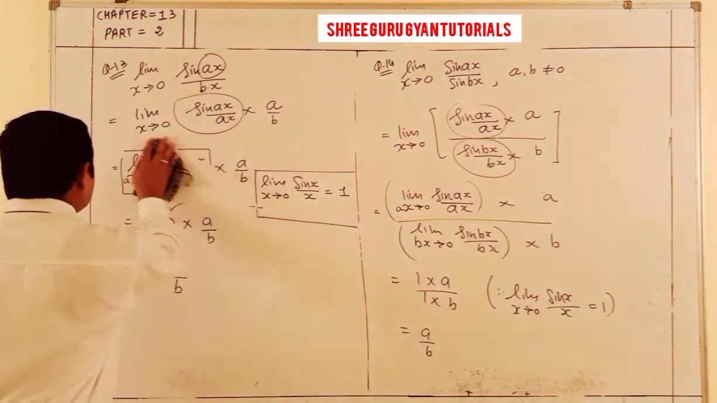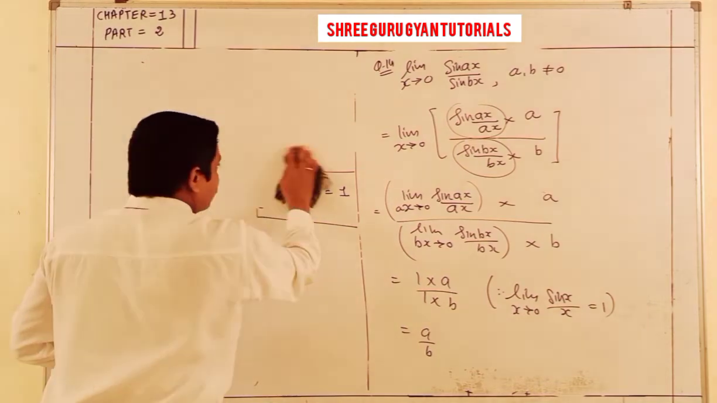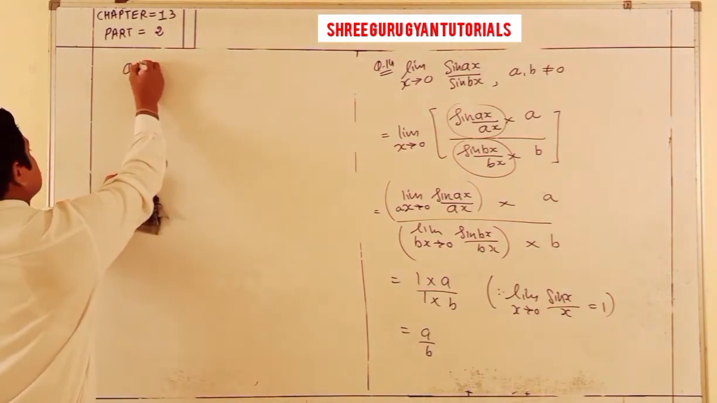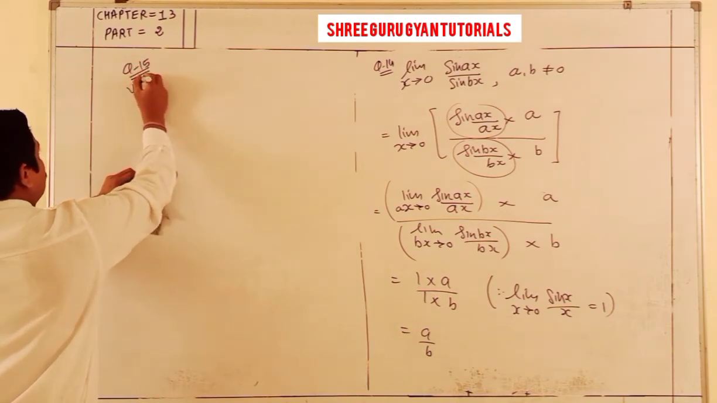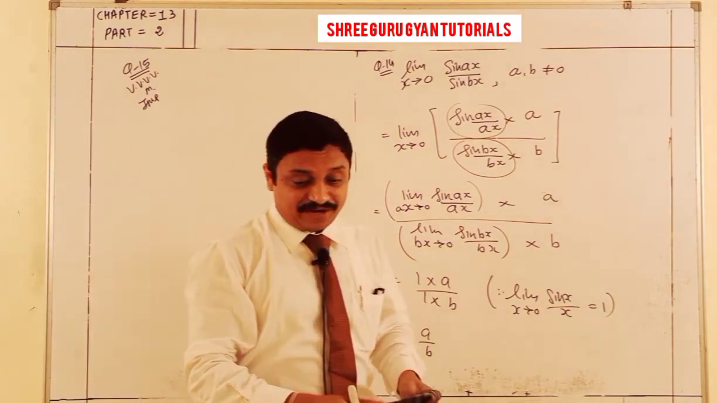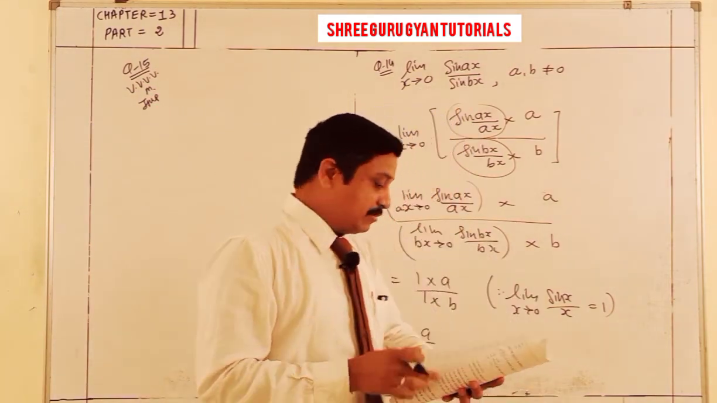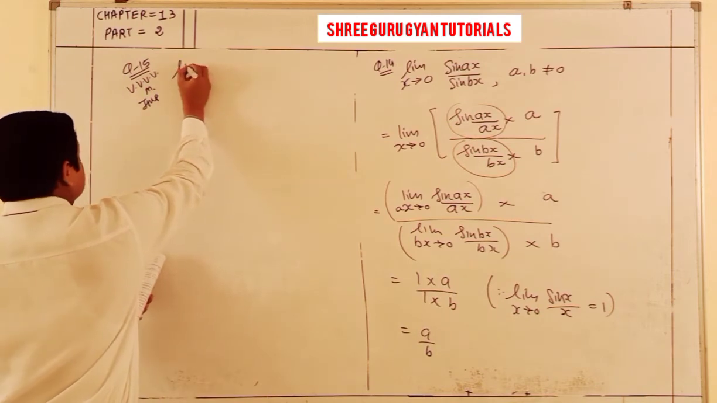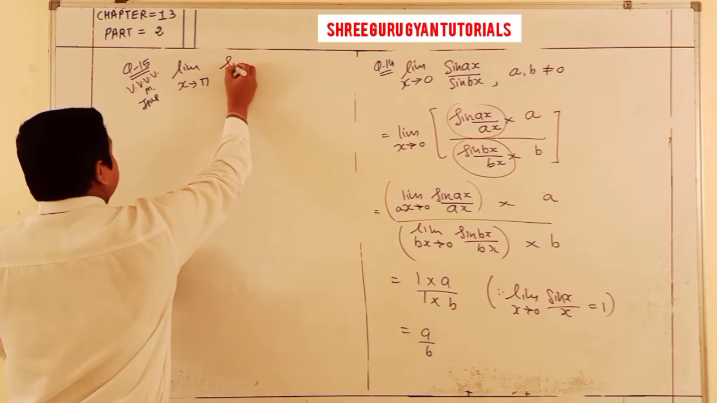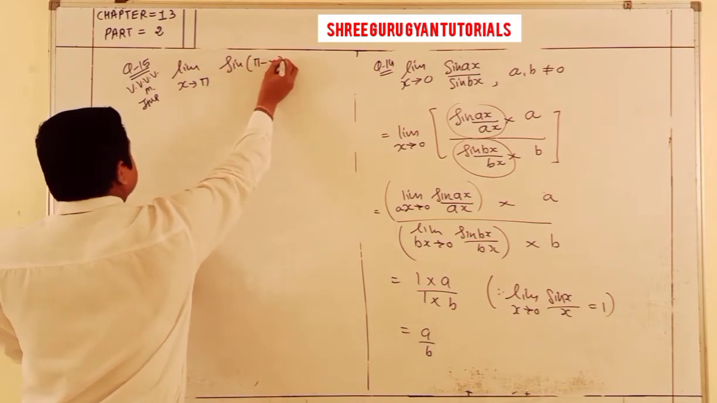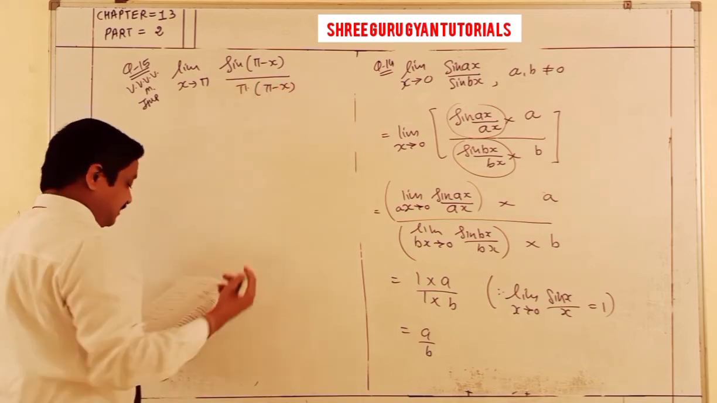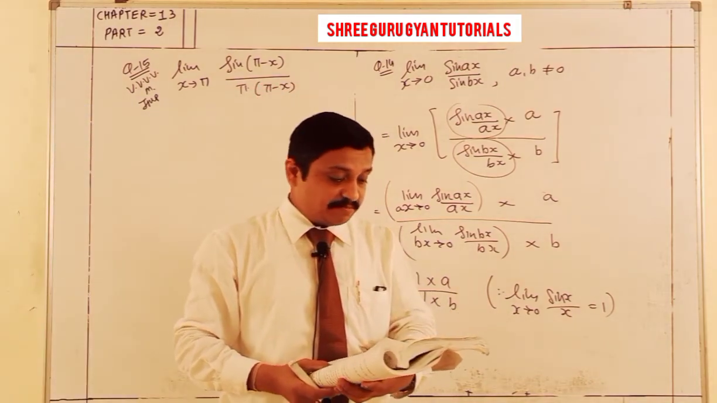Now continue. Question number 15. 15 is an important question, the most important for exam level, yes, related to the final exam. Question number 15: limit x tends to pi, sin of pi minus x upon pi minus x.